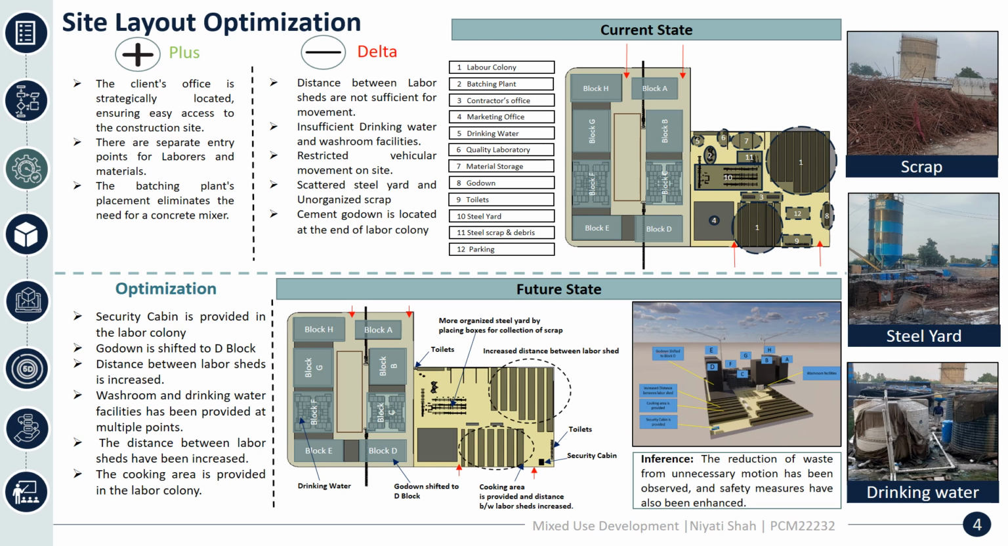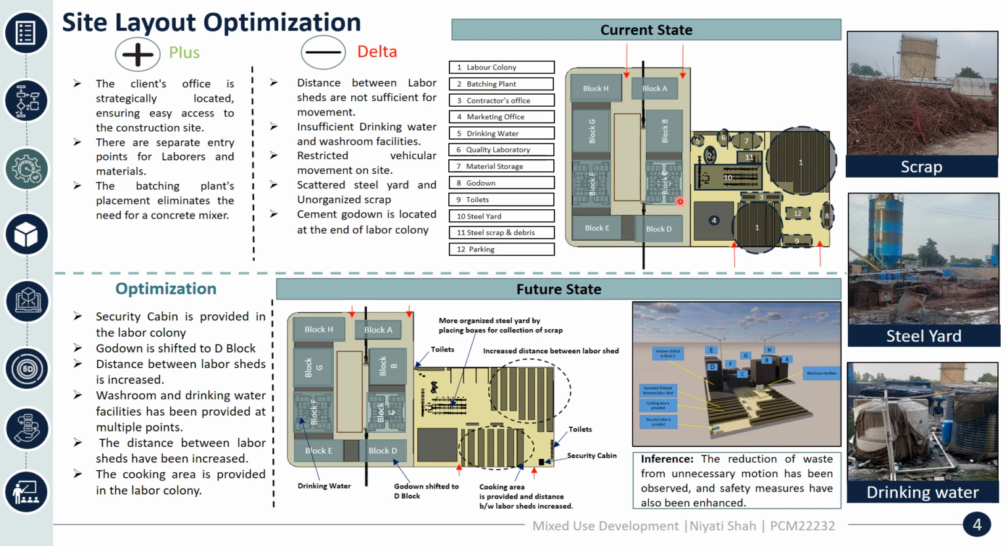Next slide, which is site layout optimization. As you can see, this is the current state. These are the 8 blocks. Here labor sheds are located. Here the batching plant is located. Here the contractors' offices are located. Here the marketing office is. Here is material storage. Here is the quality laboratory. Here there is material storage. Here there is a godown. These are the toilets. Here the parking has been done. These are the debris which has accumulated over a period of time.